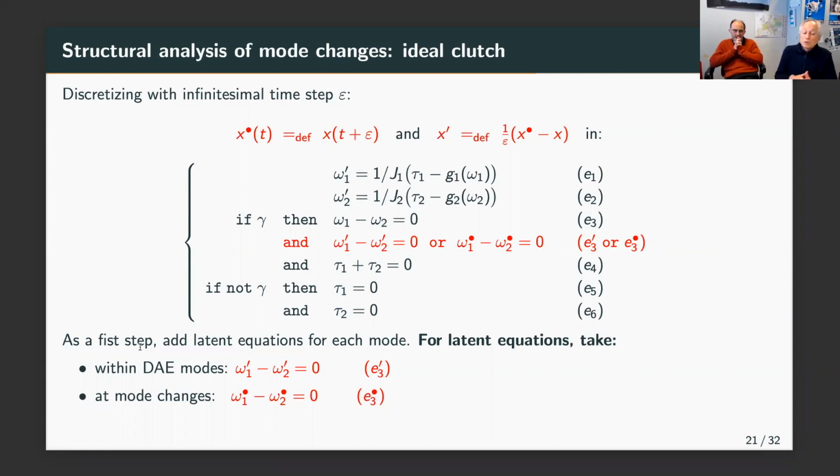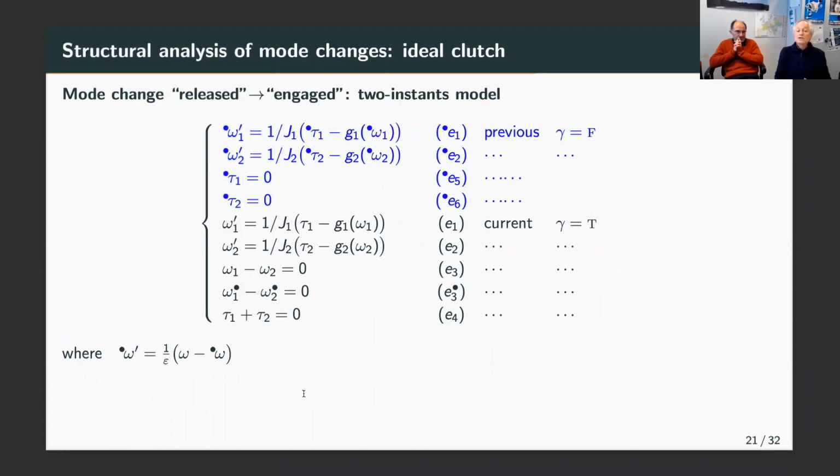So we choose the first version in case we are within DAE modes, and this corresponds to the explanation by Mathias before. But at mode change, you will see why, we will be using the alternative version of it, namely the shifting of the constraint to get the latent equation. So this is the model that we get.